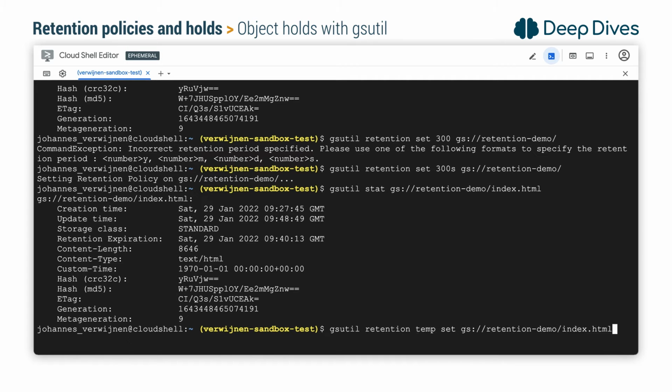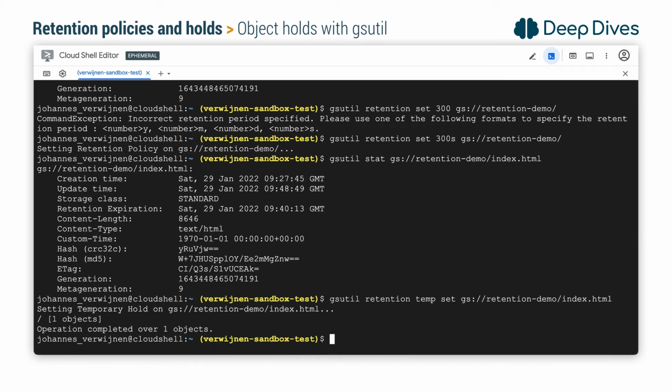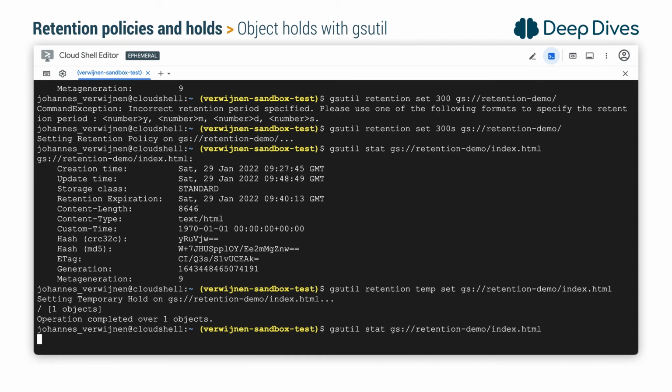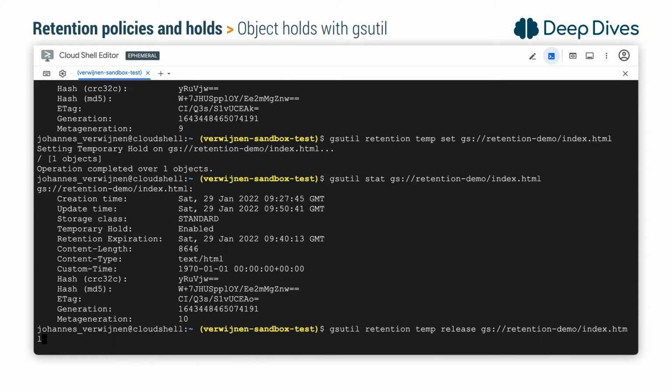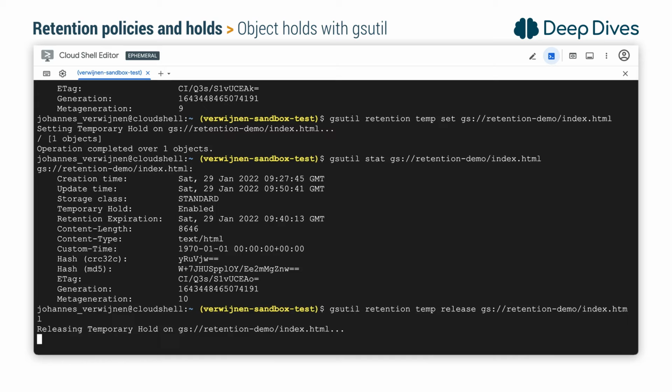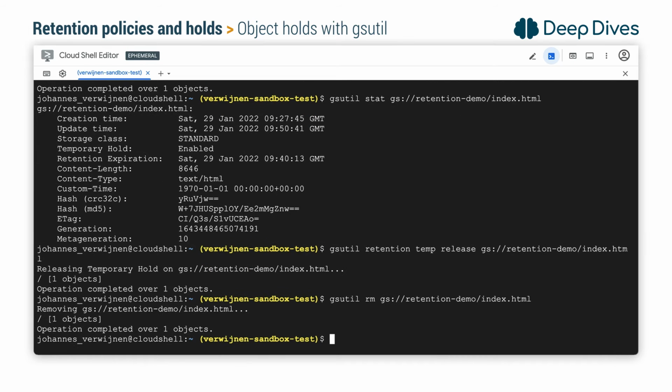So if we set the temp hold, like this. And then we take a look at stat again. There's a temporary hold enabled. The retention expiration is still in the past. Now if we release the temp hold and we then try to remove the file, it allows us to do that. Great.